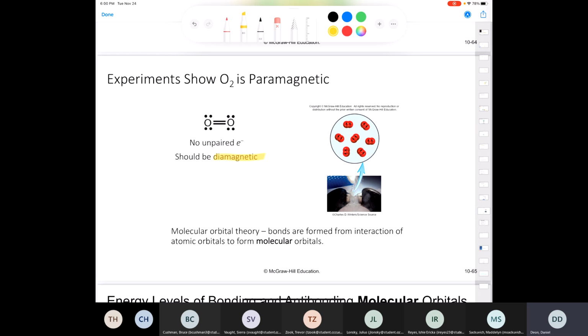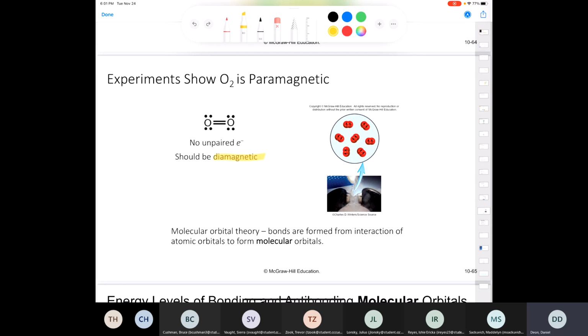However, this is a magnet shown right here, and there's actually liquid oxygen being held between the poles of a magnet. So that means that oxygen is actually paramagnetic. This finding suggests a fundamental deficiency in valence bond theory, one that justifies searching for an alternative bonding approach that accounts for the properties of oxygen and other molecules that do not match the predictions of valence bond theory.